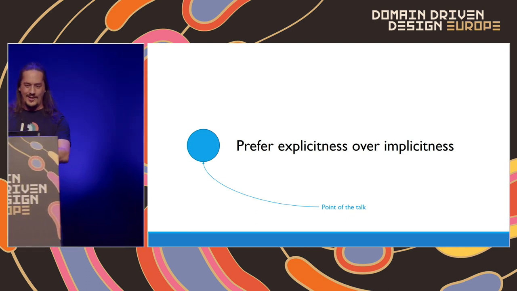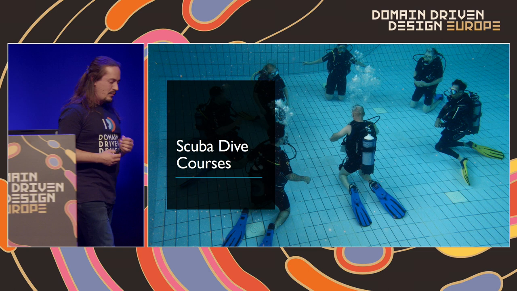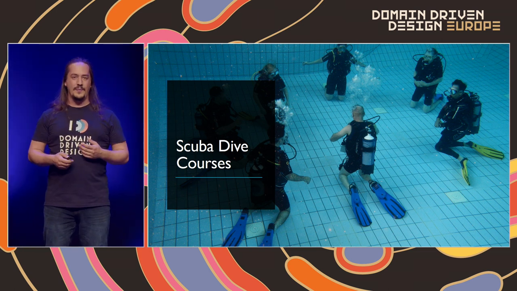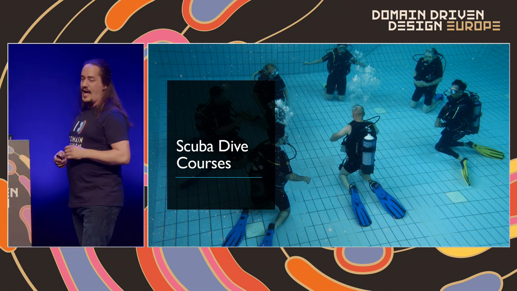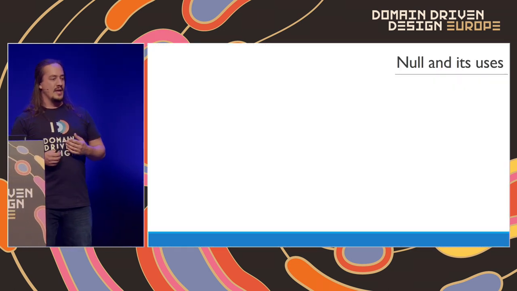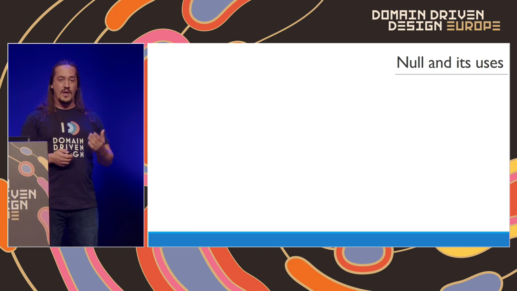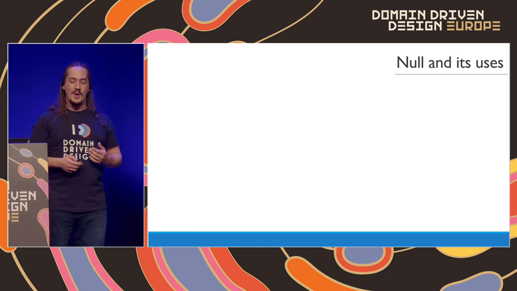So I have to take a look at my slides for a second. The domain we're going to use today is scuba diving. You can book scuba diving classes at one of the big scuba diving schools. And from this domain, we picked some examples. So as a very first step, null and its uses in the scuba diving domain.